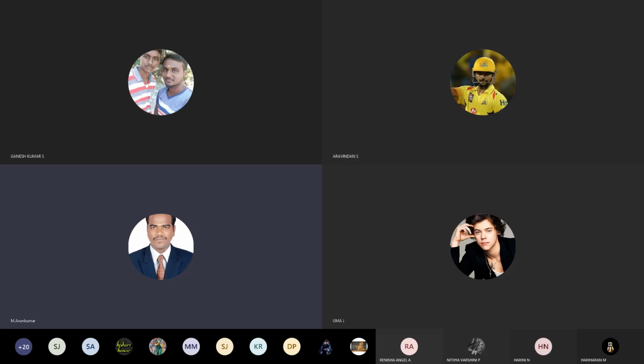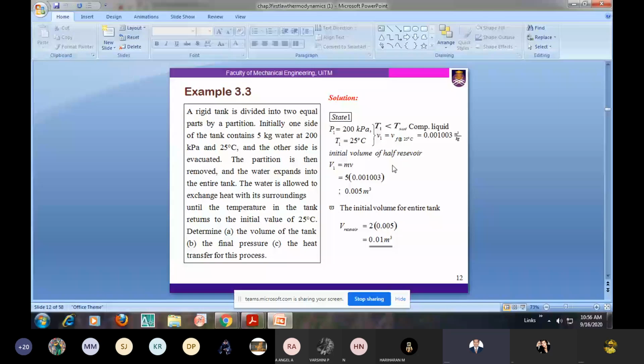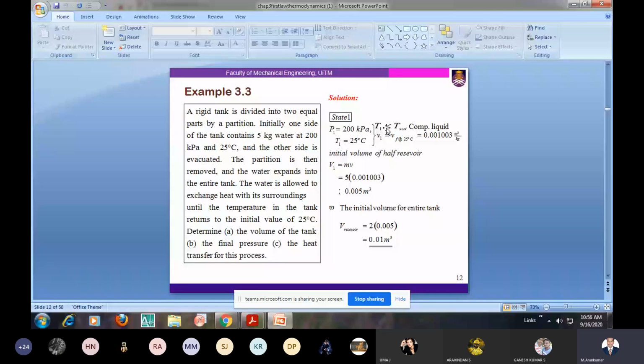You are looking at this problem. We just have to compare the saturation temperature. The actual temperature is less than the saturation temperature, so the state is compressed liquid.